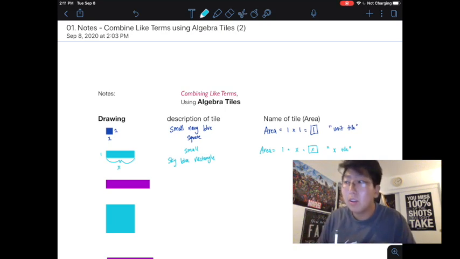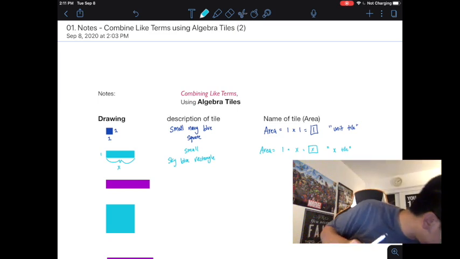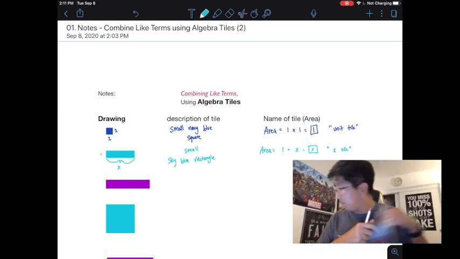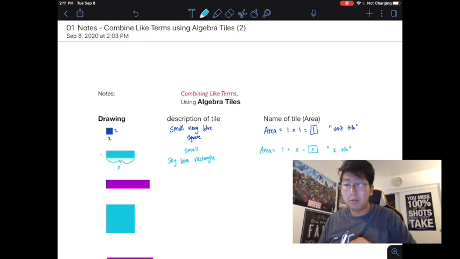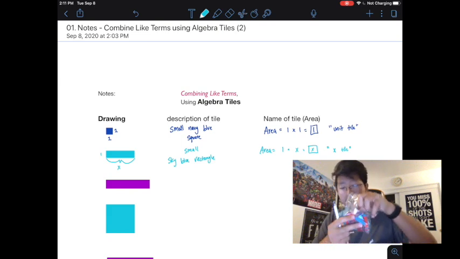I lost it. Let me see if I could just grab another one. Where did I put it? Did I eat it? Who knows? All right, so I'm gonna just pull it out of here. I have a whole bunch.